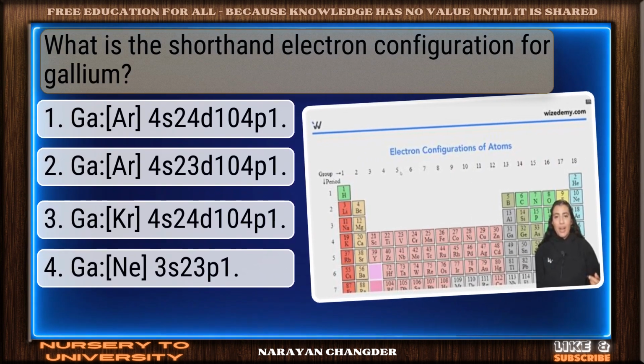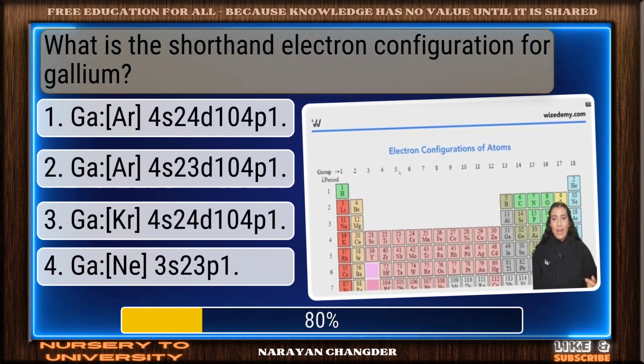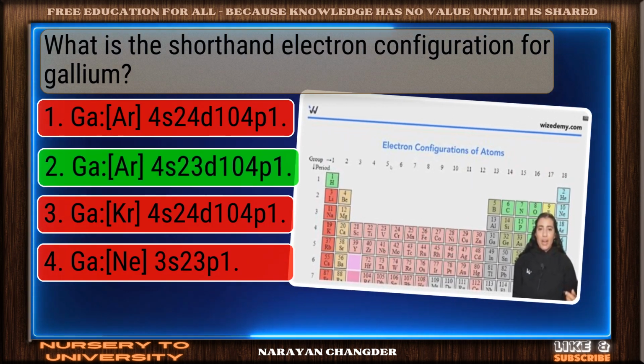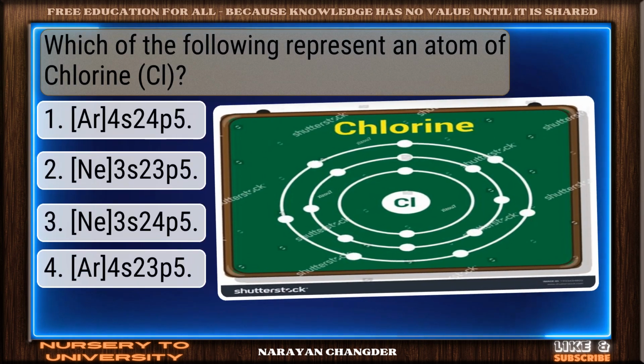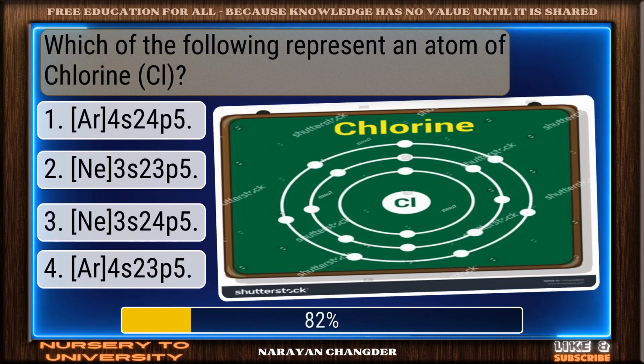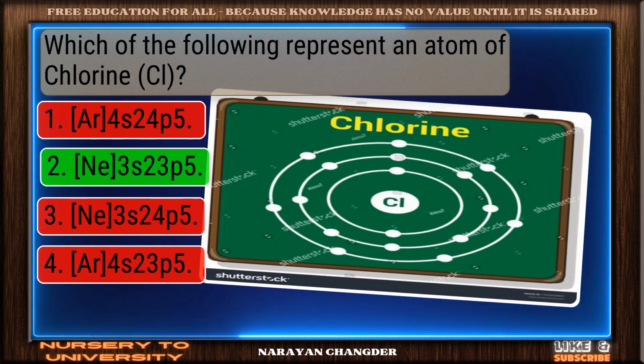What is the shorthand electron configuration for gallium? 4s2 3d10 4p1 is a brilliant choice. Which of the following represent an atom of chlorine? On track. 3s2 3p5 is the correct answer.